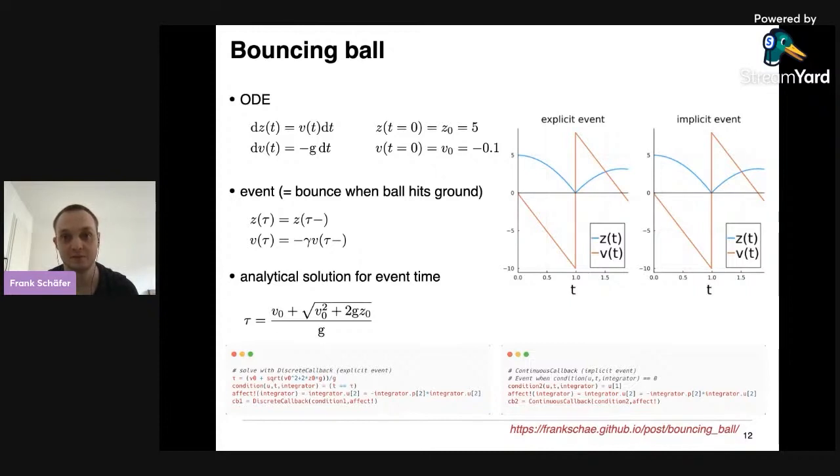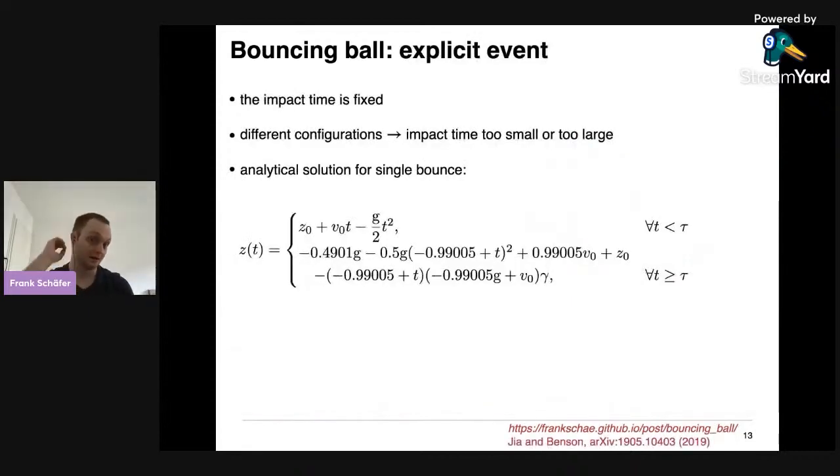So the trajectory for the z-coordinate and the velocity as a function of time would look the same basically here for both of these callbacks. However, now, if we really go forward and treat the bouncing ball as this explicit event, note that the impact time essentially is fixed. So different configurations for the initial conditions or the parameters will necessarily lead to a different impact time.